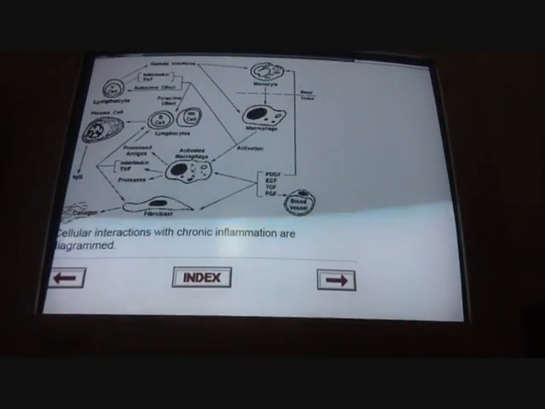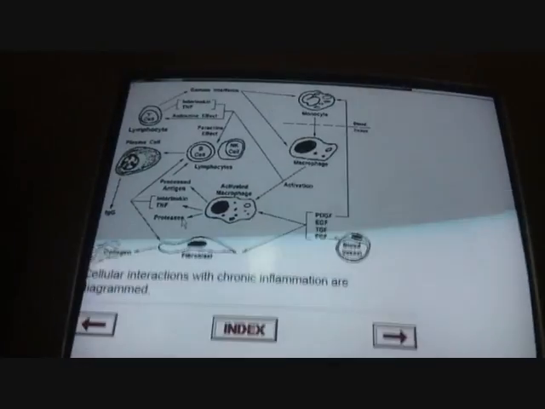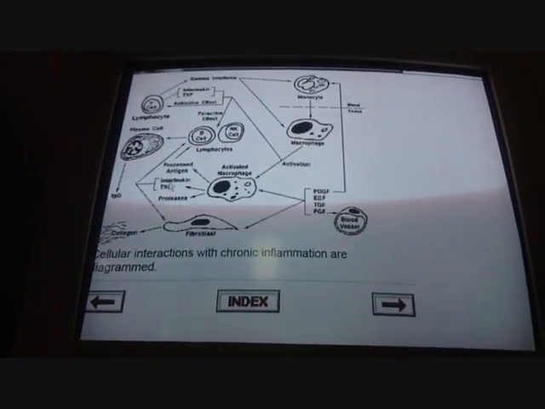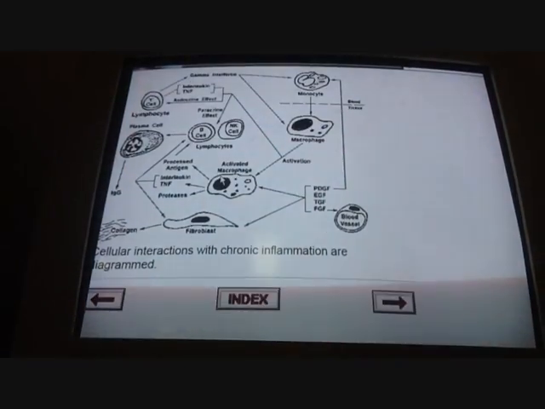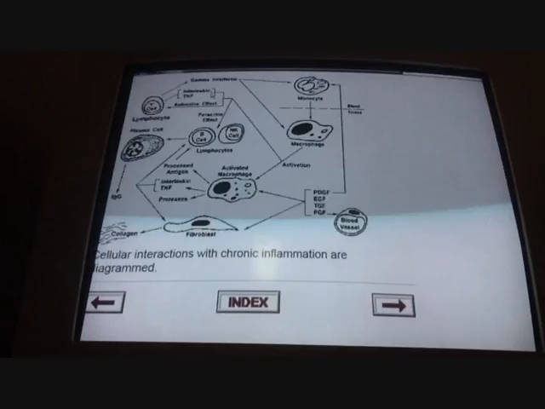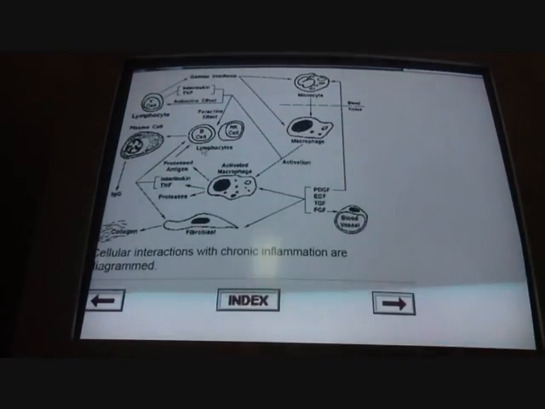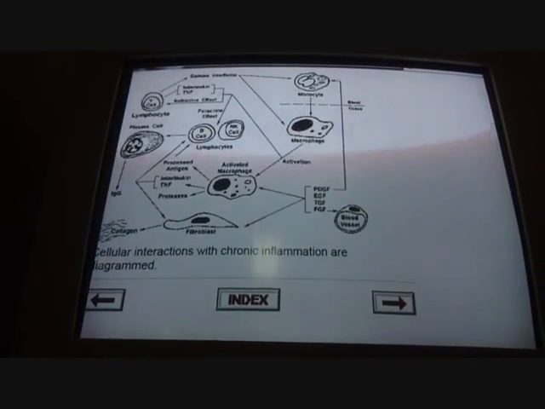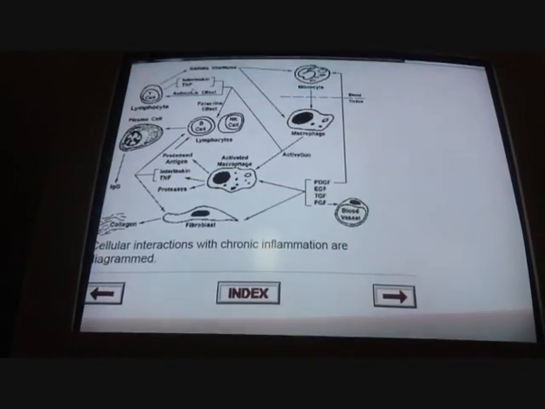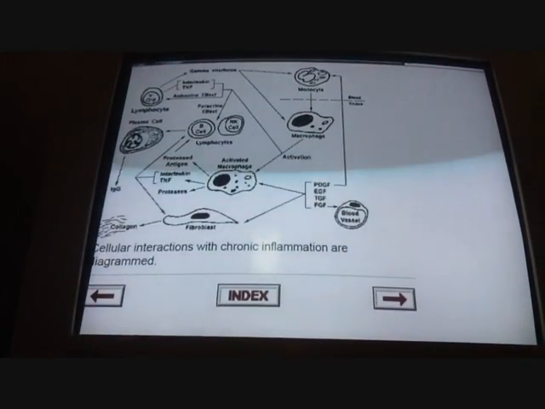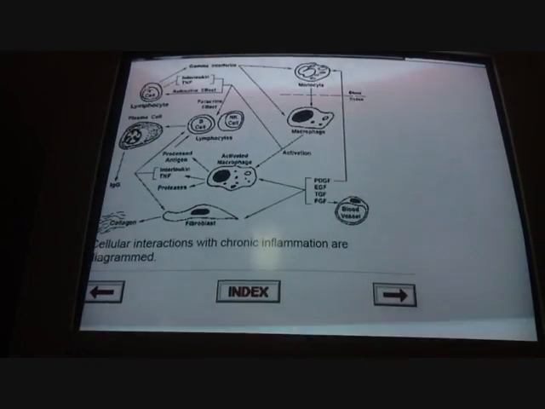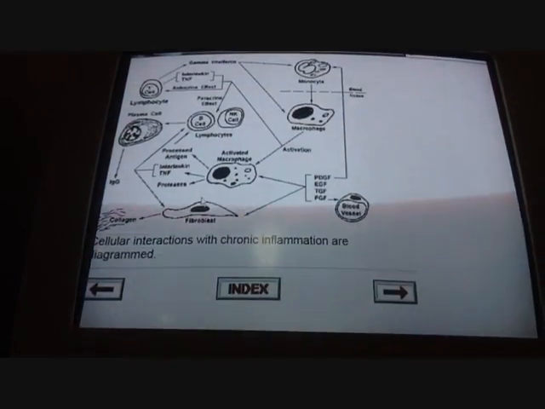So when activated, those macrophages will release proteases, which play a role in destruction of tissue, and interleukin and tumor necrosis factor. Interleukin and tumor necrosis factor will in turn activate T lymphocytes and B lymphocytes and natural killers. So the macrophages will release the interleukins and tumor necrosis factor, which will activate T lymphocytes, and the T lymphocytes will in turn activate macrophages. So we have this circle of co-stimulation between both.